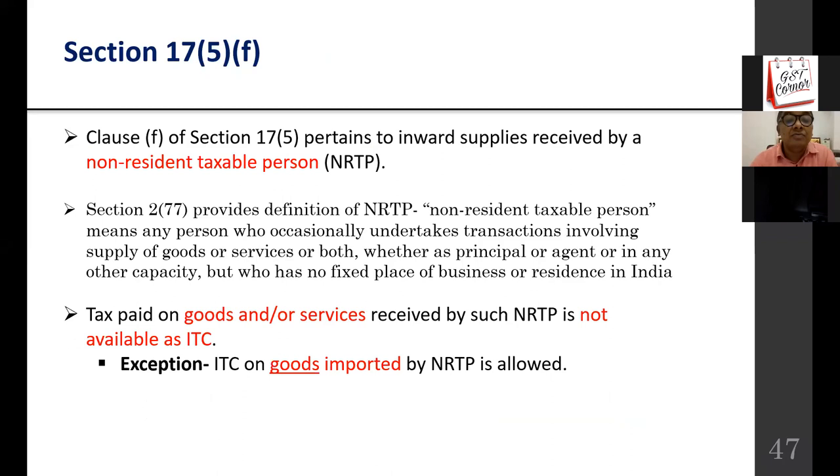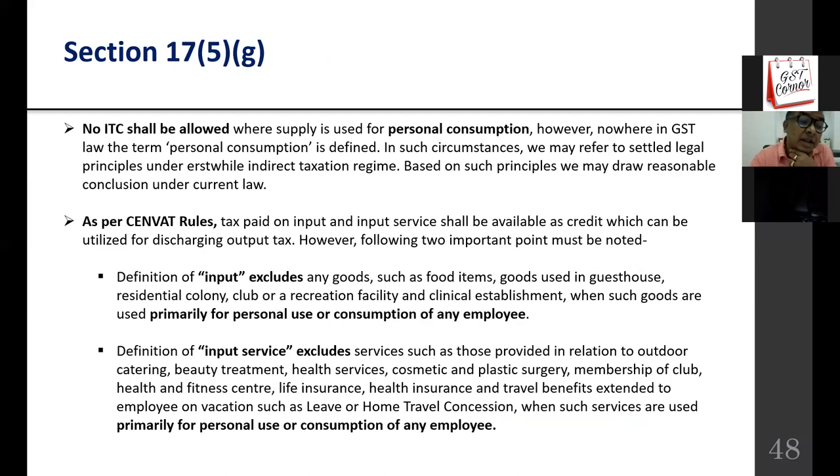Now coming to the next important thing, which is 17.5G, which says that no ITC shall be allowed when supply is used for personal consumption. So what is personal consumption? That has not been defined anywhere. I'll give you a recent litigation that I'm handling. GST audit is going on, and during the course of the audit, the audit department came across an invoice wherein 5 ACs have been purchased. It's a bill-to-ship-to invoice, billed to the company's address, shipped to the residence of the director.